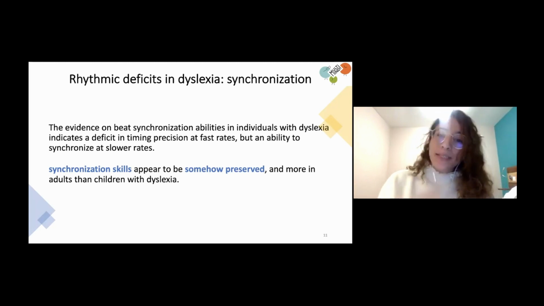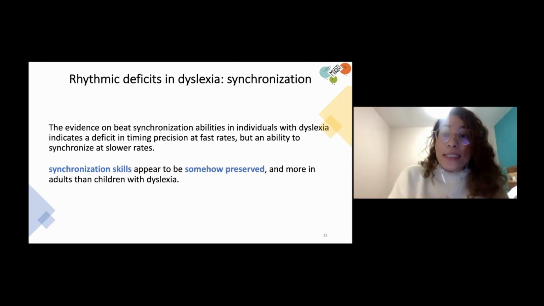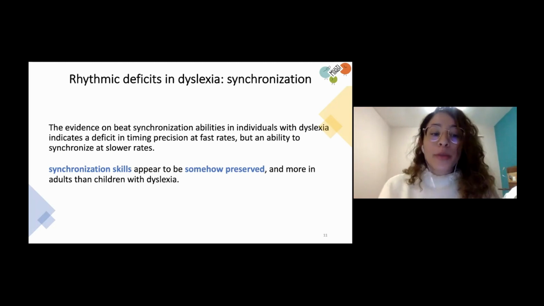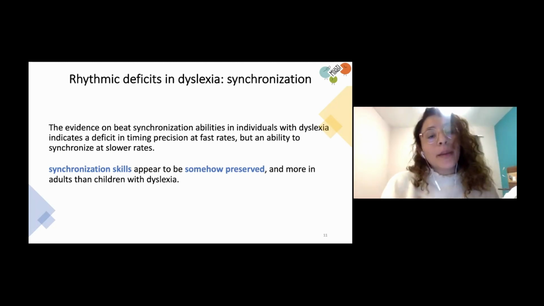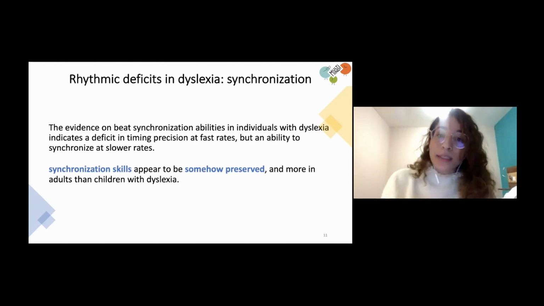And their difficulty seems to be more in terms of their consistency of tapping at the right rate. So because the synchronization skills seem to be somewhat preserved in individuals with dyslexia, we think that if synchronization is preserved, then maybe anticipation, the skill of rhythm, could it be impaired? And could it be what's causing the timing precision difficulties that we see in individuals with dyslexia?